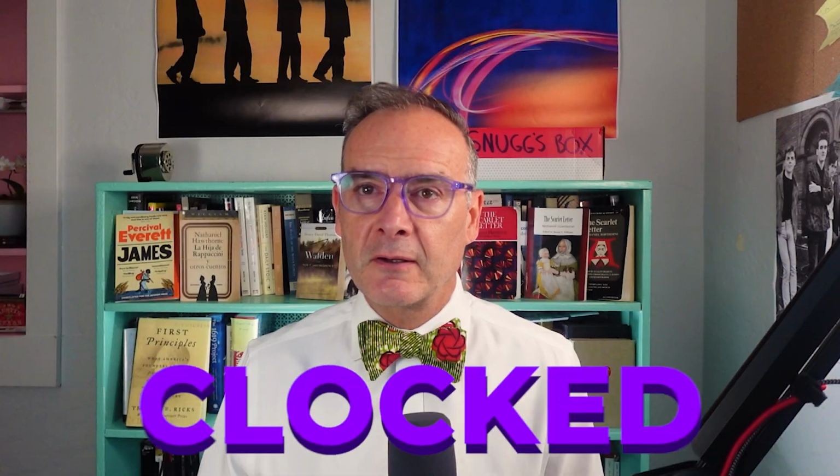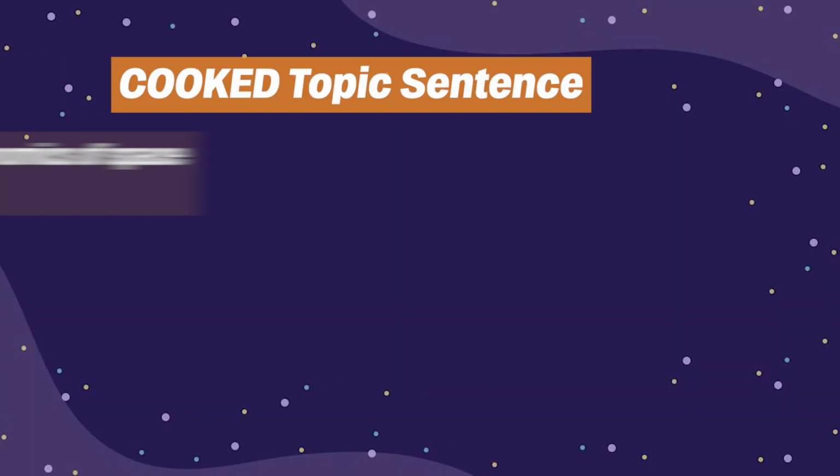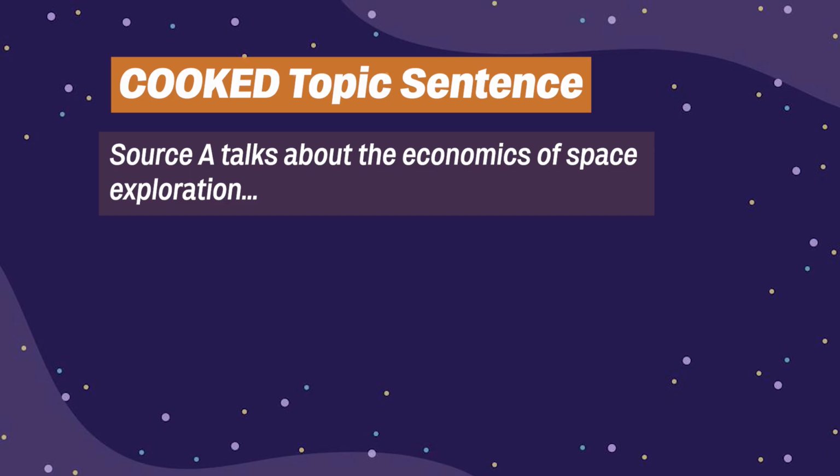Look at the difference between cooked, better, and clocked topic sentences. Thanks, AQ. Here's a cooked sentence. Source A talks about the economics of space exploration. No! No, no, no.